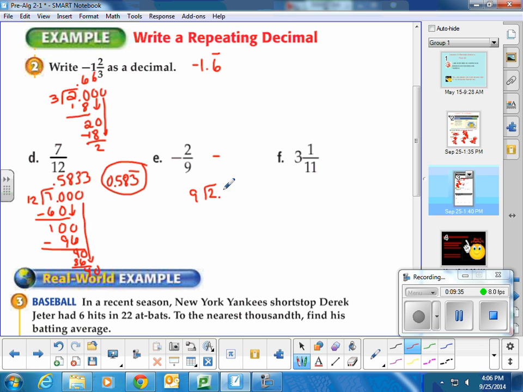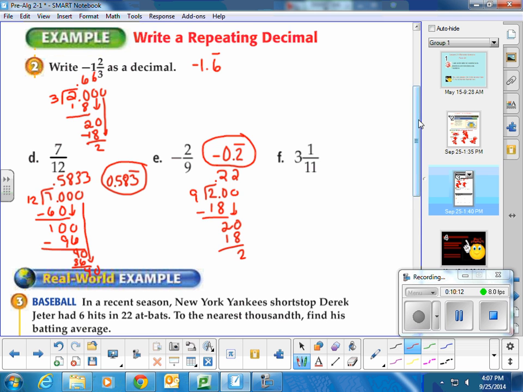9 does not go into 2, so I add a decimal point and a 0. 9 into 20, that goes in there 2 times. 20 take away 18 is 2. Add a 0, bring it down. 9 goes into 20, 2 times, 18. 2 left over. We keep getting a remainder of 2, so this one is going to be 0.2 repeating, or negative 0.2 repeating. I'm sure glad I wrote down that negative before I started because I almost forgot about it.